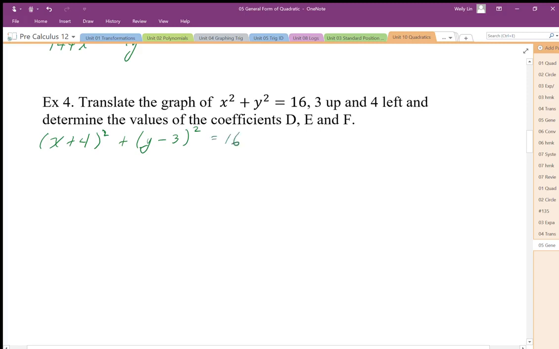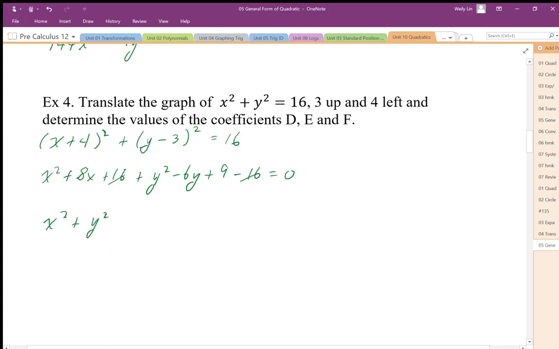So how does this affect the d, e, and f? Well, d, e, and f initially were equal to 0. So f is equal to -16. So will those values change as I do my translation? So let's see. I'm going to end up with x squared plus 8x plus 16 plus y squared minus 6y plus 9 equals, I'm going to move the 16 over to the side, so minus 16 equals 0. Some of these like terms cancel out. So I end up with 1x squared plus 1y squared.